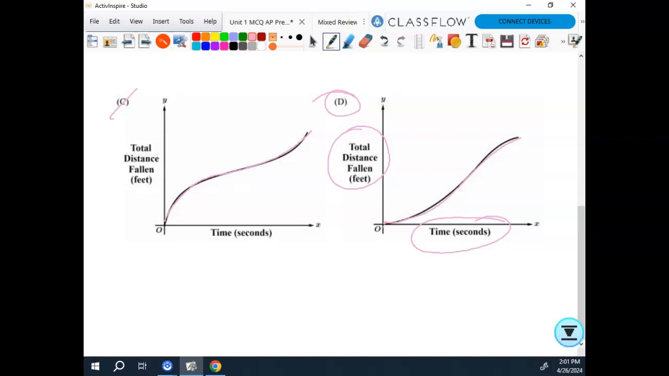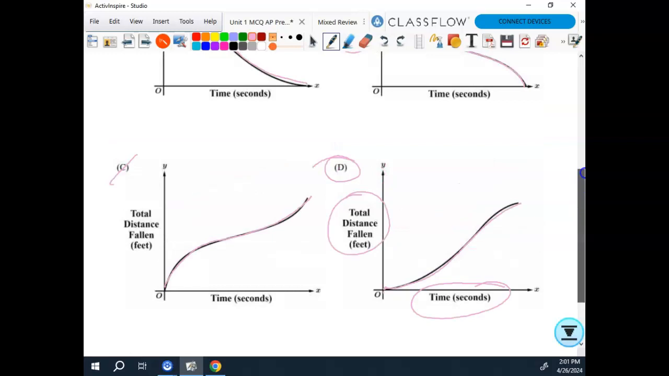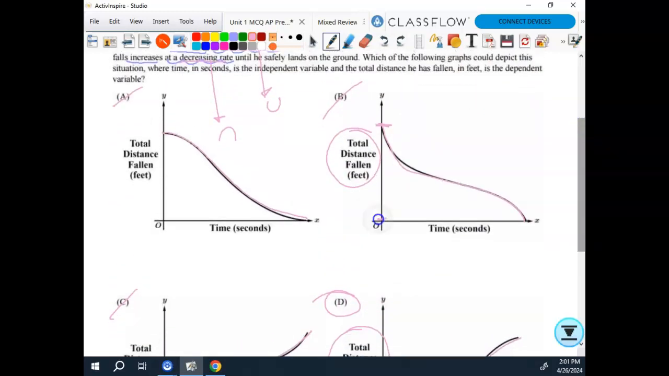Why it's not B? Because at time t equals 0, you haven't fallen anything. So it should. He did what?